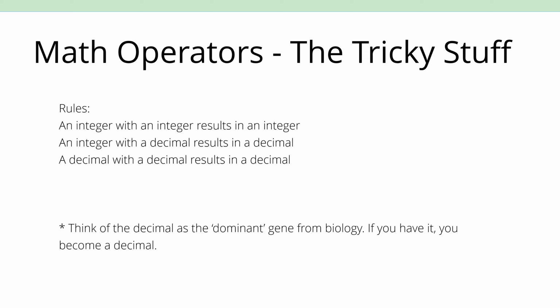Another analogy I like to use is biology. Think of the decimal as the dominant gene in biology. If you have at all one copy of that dominant gene, then you have that phenotypic trait. That's another analogy I found helps my students with this type of thing. Basically, if one operand, if one side of that symbol, the operator, is a decimal, then the result is a decimal. That's the rule of thumb.